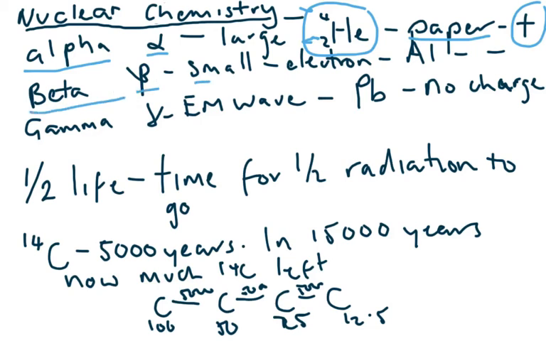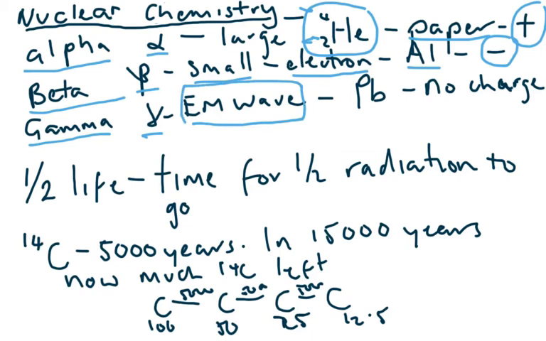This is a small particle. It's actually an electron. It is stopped by thin aluminium and has a negative charge. Also, there is gamma radiation. This is not a particle at all. This is an electromagnetic wave, much like light. It is stopped by thick lead and has no charge.